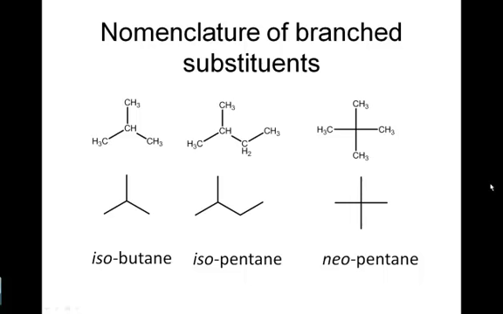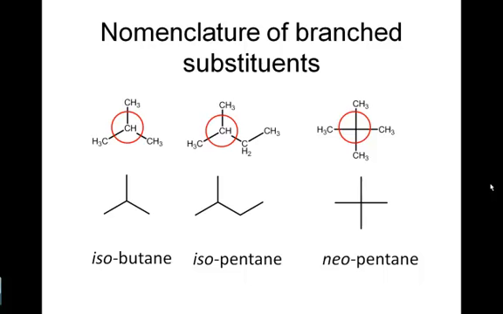So I told you in the last video that I would do another video on nomenclature of branched substituents. And that's what we're going to do here in this video. But first let's go back and have a look at branched hydrocarbons. And what do I mean by branched? Well, you see that we have these branching points, or places where we deviate from the linear carbon chain.